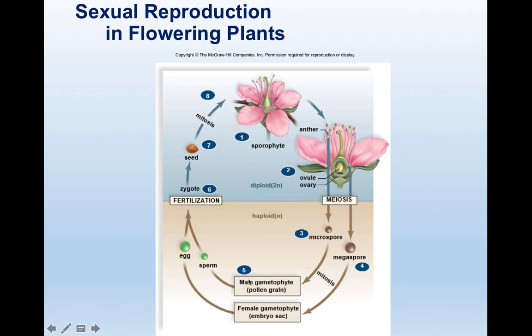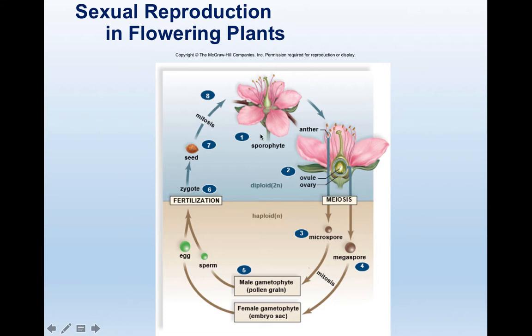So what happens then is they do become the sperm and the egg. And as they do so, they fertilize, and as they fertilize, they become a zygote. And that zygote then becomes a seed. And that seed goes through mitosis and develops into a sporophyte. So that's kind of the process, kind of quick running around there.